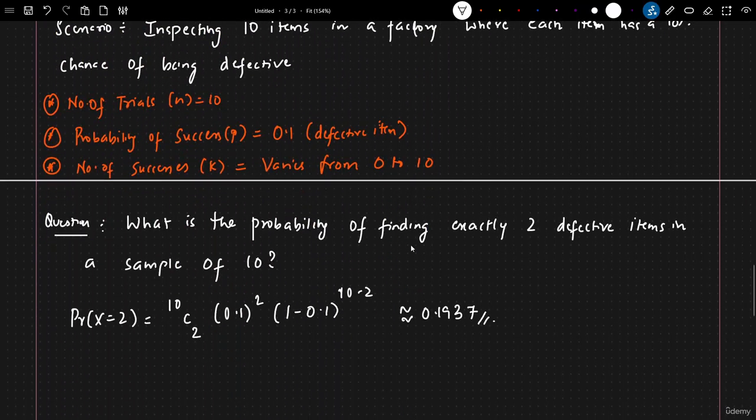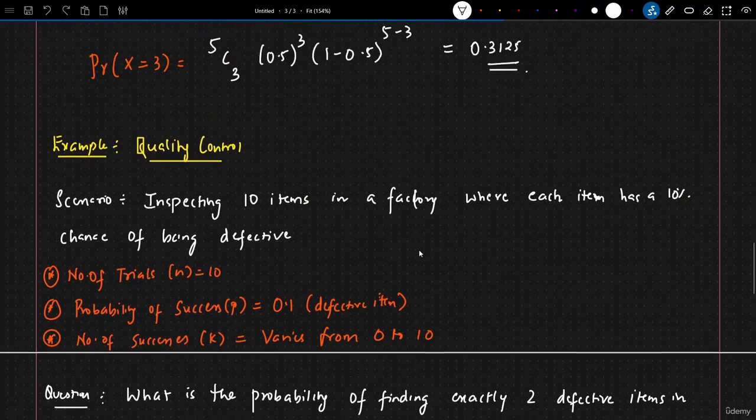And this is an example of binomial distribution, right? 10 items. If I'm examining each and every item, it can have an outcome of 0 or 1, saying whether it is defective or not.